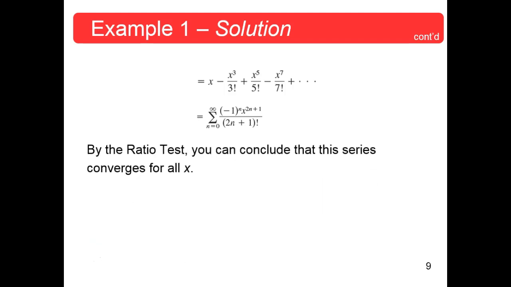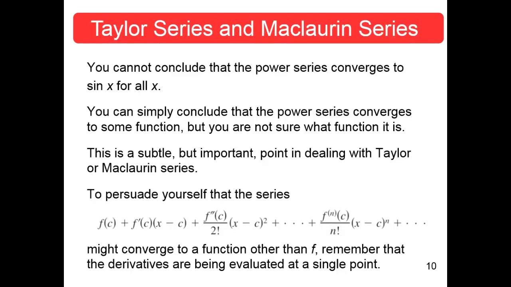But anyway, by the ratio test, you can conclude that this series converges for all x. We talked about the ratio test. You don't have to do it, but it does converge. Okay? Because anytime you have a power of x in the numerator and a factorial in the denominator, factorial wins. It outweighs that every time.